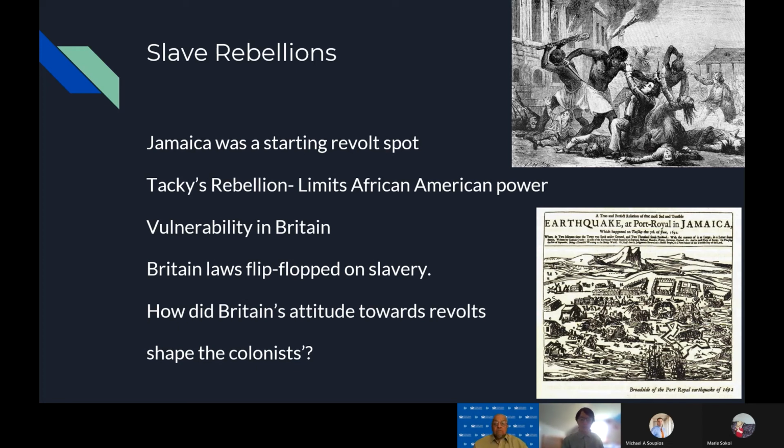So British laws flip-flopped on slavery. They had been sort of lenient. They were now becoming more strict. And then they sort of flip-flop again later on. And this leads to British attitudes affecting the colonists, because the colonists obviously wanted to keep their slaves, and the book gets into how that impacted the Revolutionary War.